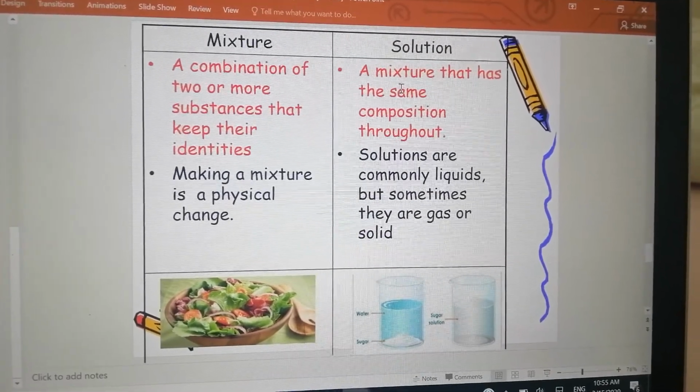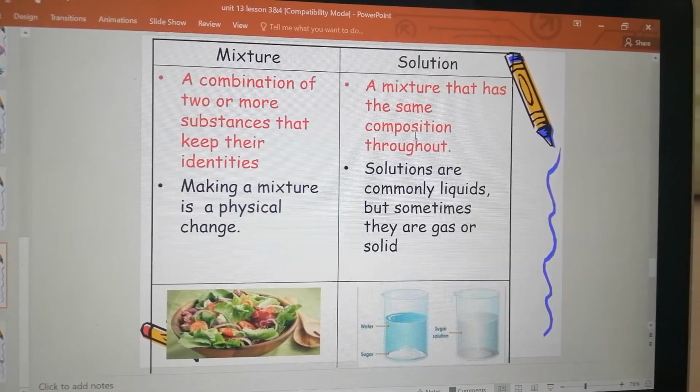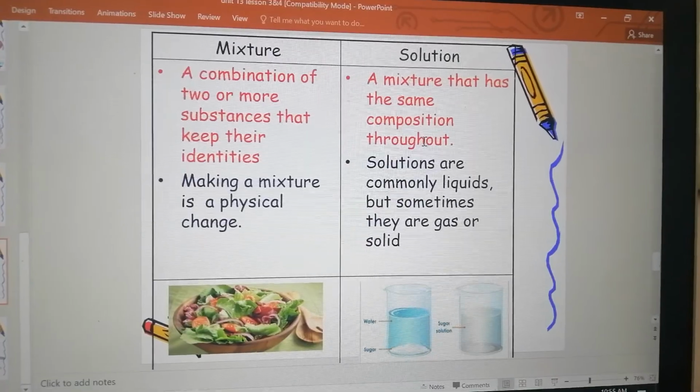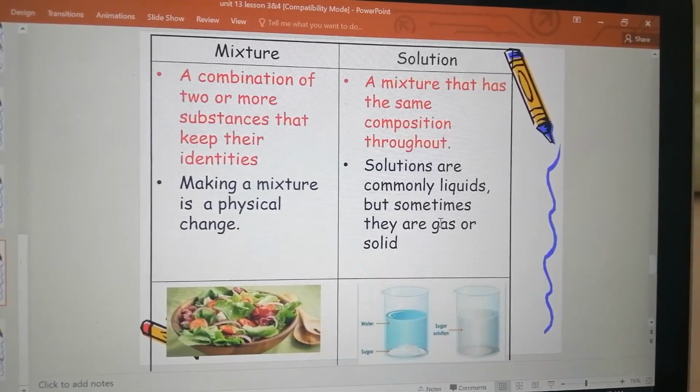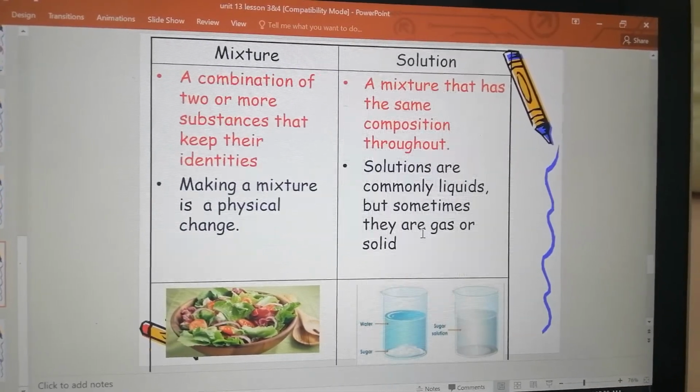What about the solution? The mixture that has the same composition throughout is called a solution. Like when we put some water and then add to it some sugar or salt, this is called a solution.